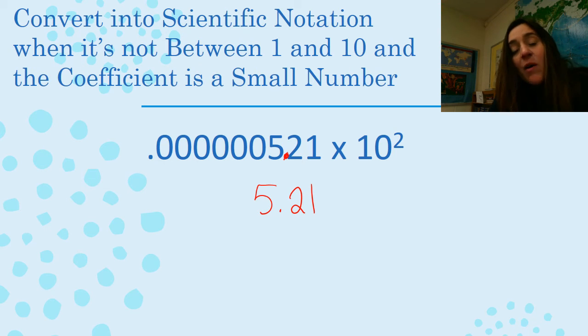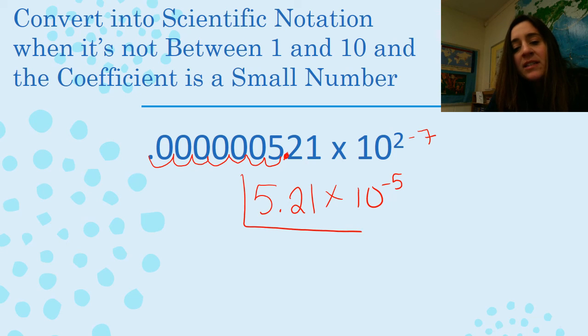Now, I have to count how many times I've moved my decimal place. 1, 2, 3, 4, 5, 6, 7. I've moved it 7 times. And when it's a really small number, I'm going to subtract. So I'm going to subtract the 7 powers. So times 10 to the, well, what's 2 minus 7? That's -5. Now it's in scientific notation, and that's my final answer.